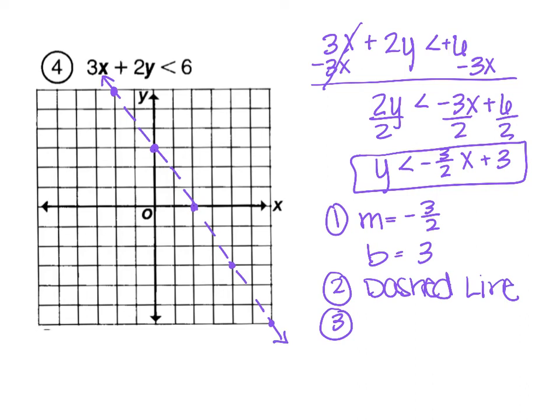I need to decide which half do I shade, the half above the line or below the line. And my symbol is y is less than, right? So I know I shade below. So I put my pencil on it and go down. I shade down here.